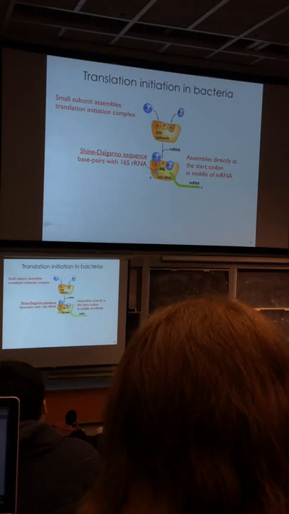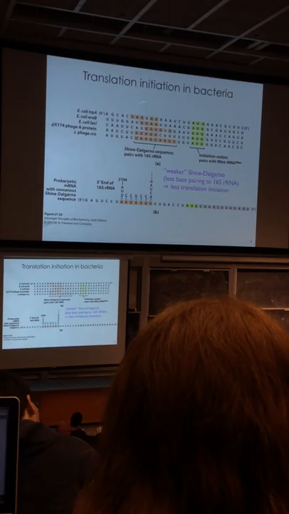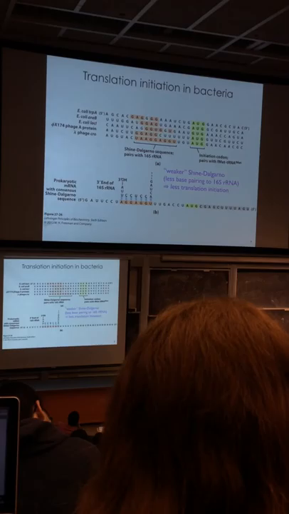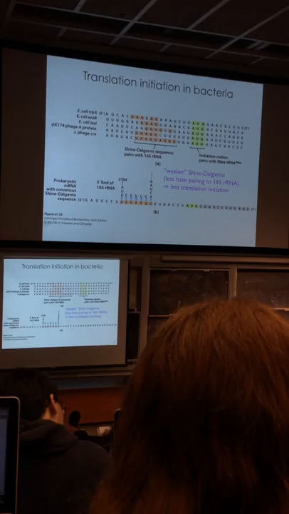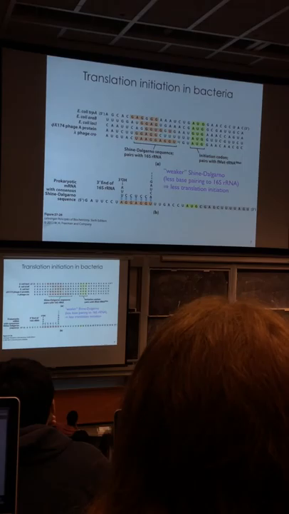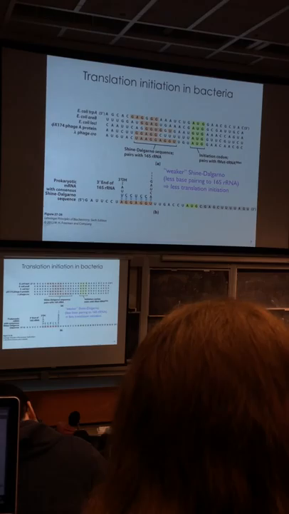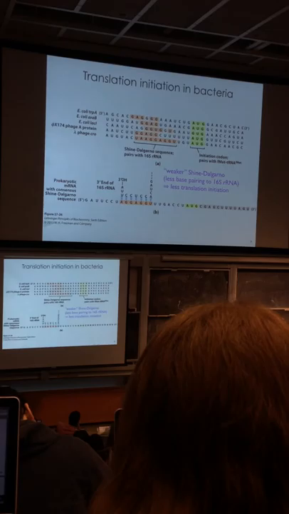And here are just some examples of some of these Shine-Dalgarno sequences. And here is the 3' end of the 16S rRNA. This is the ribosomal RNA component of the small subunit. And you can see how it base pairs with the Shine-Dalgarno sequence. And you can, in fact, look at, for instance, this sequence here from a bacteriophage gene has essentially perfect pairing with this entire region of the ribosomal RNA.